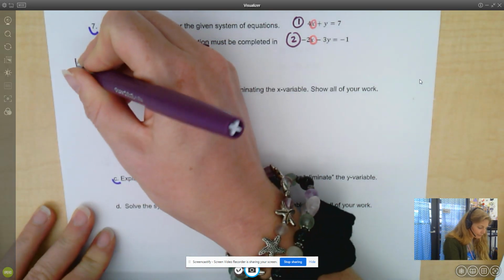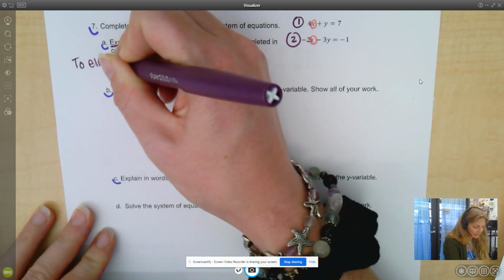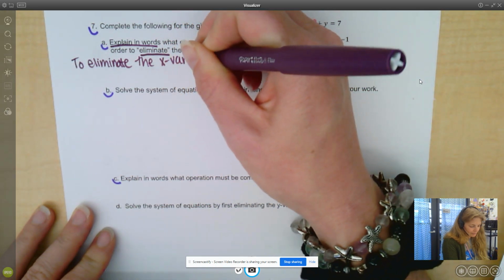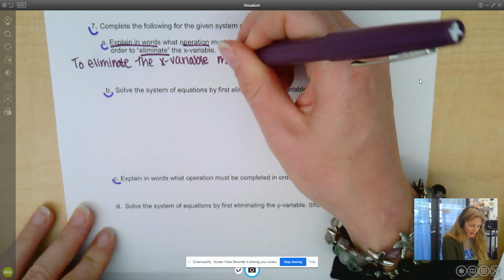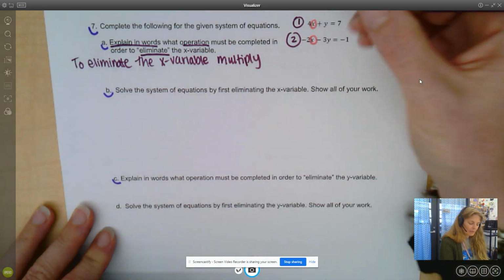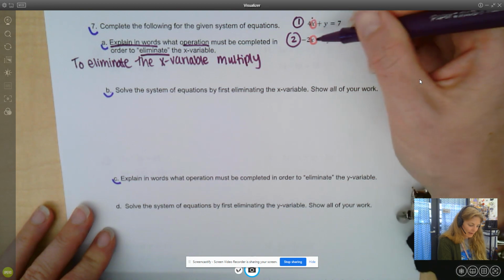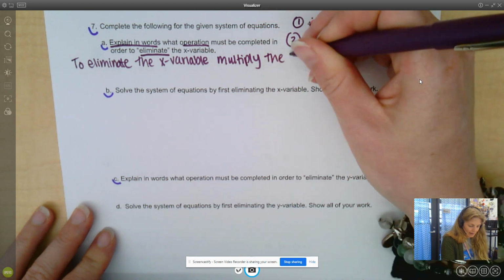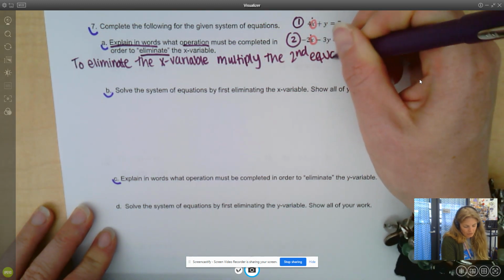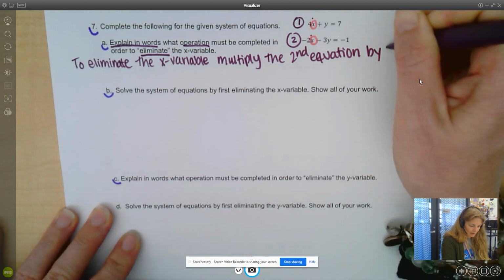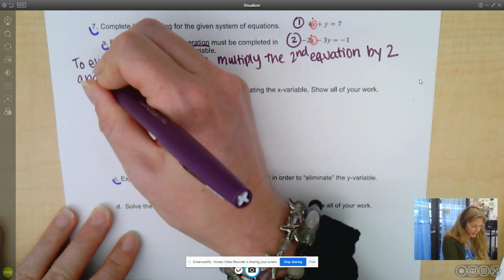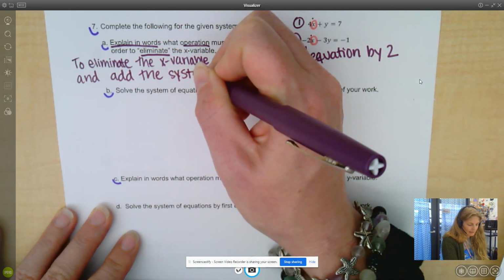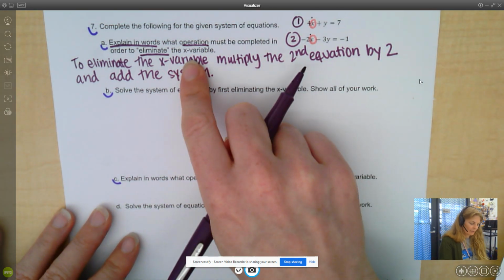So here, let's write: to eliminate the x variable, multiply, and I want them to be additive inverses. Since this is 4x and this is -2x, I'm going to multiply the second equation by 2 and add the system. It's really important, again, to say if you're adding or subtracting the system and which variable you're eliminating.